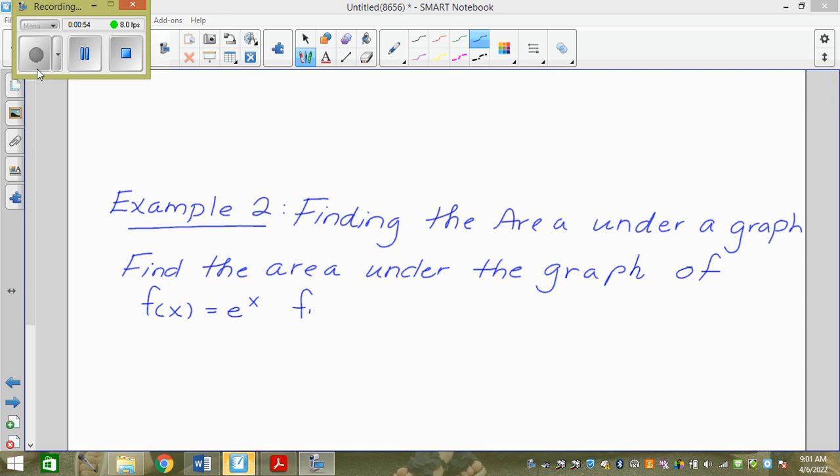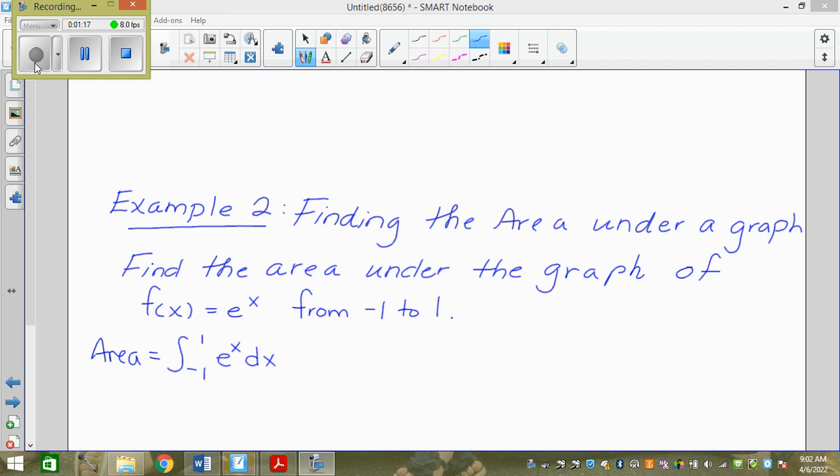From -1 to 1. So we're finding the integral from what to what? -1 to 1. So the area equals the integral from -1 to 1 of e to the x, and what do I have to put? dx, to say that it's a derivative, correct? e to the x dx.